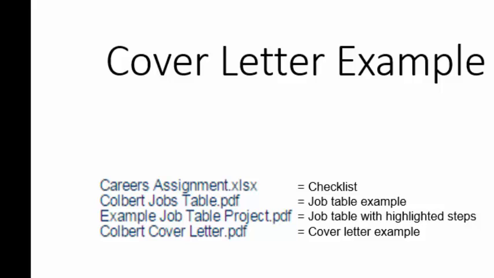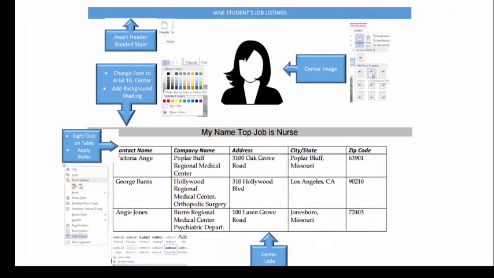The next one, the Colbert job table, is an example. So it really is the same thing we just did on the previous page, where you're going to have your picture there and the name of the jobs that you picked. That's the job table. The next step is the PDF that actually shows the table with the highlighted steps. So this is what you're going to get on that one. You have everything highlighted telling you what you're supposed to do, and these are key components. You should learn it as you go through, but this is just there to try to help you.